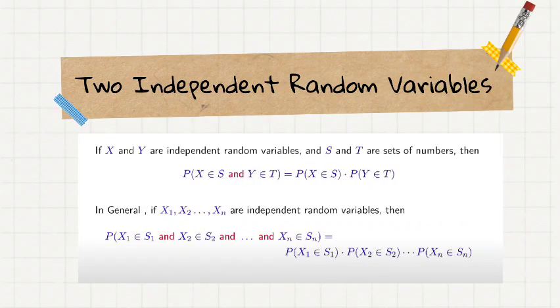Now, if x and y are independent random variables and S and T are sets of numbers, then the probability that x is in S and y is in T is equal to the probability that x is in S multiplied by the probability of y in T. In general, if we have x1, x2 to xn independent random variables, then the probability of x1 in S1 and x2 in S2 and so forth is equal to the probability of x1 in S1 times the probability of x2 in S2 and so forth.